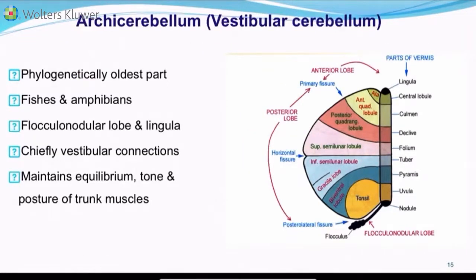Archae cerebellum or the vestibular cerebellum, phylogenetically it's the oldest part, as I mentioned to you just now. It's well developed in fishes and amphibians. Which part of cerebellum belongs to archae cerebellum? The flocculonodular lobe and lingula. So it has chiefly vestibular connections, which means it is mainly concerned with maintenance of equilibrium, tone, posture of trunk muscles. That means for balance.